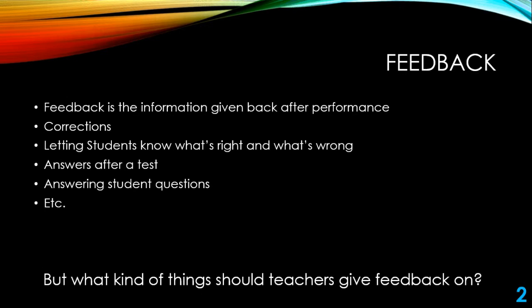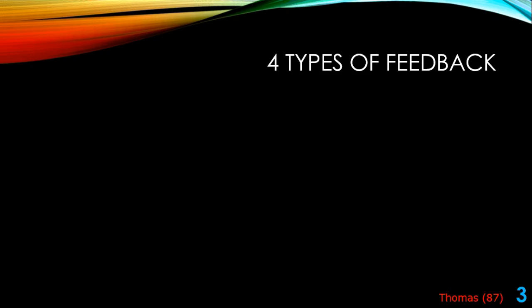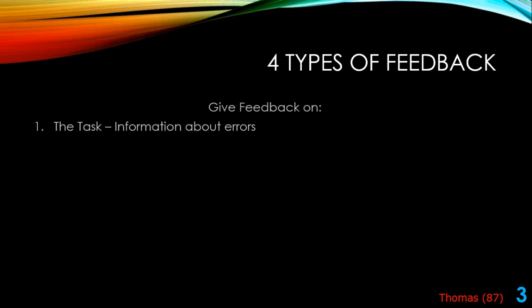But what kind of things should teachers give feedback on? Well, there are three things that teachers should give feedback on, and one that really should be avoided. The task. The task feedback should be over the errors, helping the student think correctly on how to get to the answer, helping the student understand where his or her thinking went wrong in an assignment, or where there may be a misunderstanding of the assignment. Something like the English teacher saying, looking over your homework, it looks like you did not understand the differences between adjectives and adverbs. Let's review that.